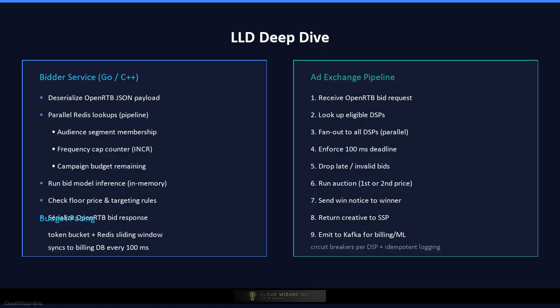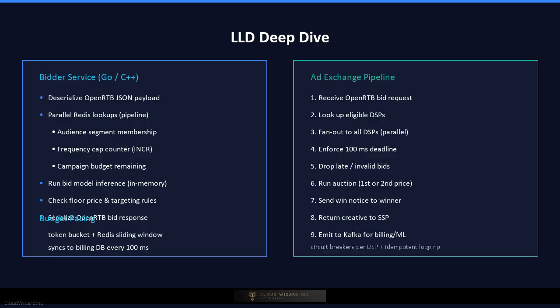The bidder service is a stateless HTTP service written in a low-latency language, typically Go or C++, running behind a load balancer. It deserializes the OpenRTB JSON payload, fans lookups across Redis shards in parallel using pipelining, runs the bid model inference synchronously in memory using a preloaded model artifact, and serializes the response. The user data store is a Redis cluster with consistent hashing and read replicas. Frequency cap counters use Redis INCR with expire for atomic increment and TTL management.